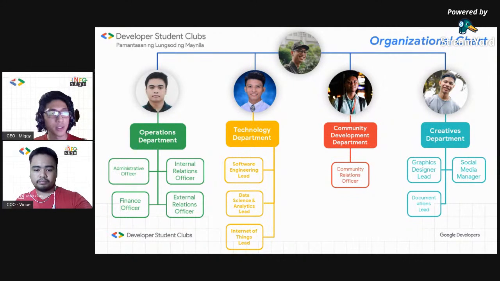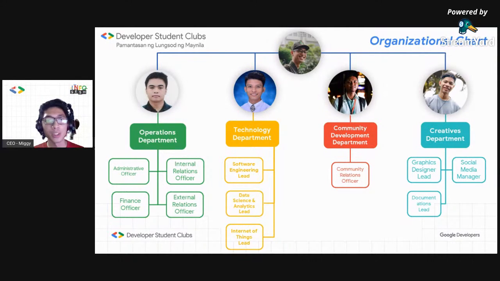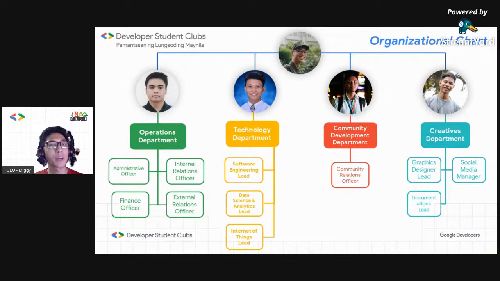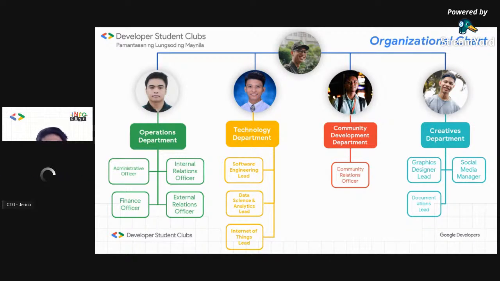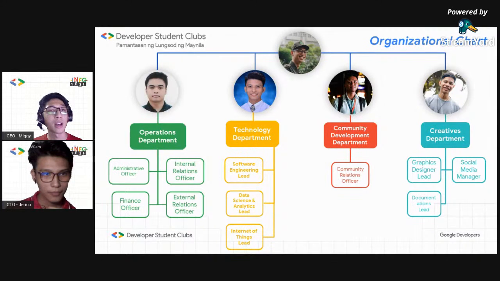Thank you so much, Vince, for the discussion. So we would just like to summarize it again. For the operations department, it would just be about the operation. It would handle how the org would work internally. So under Vince, supervisions would be the administrative officer, finance officer, and internal and external relations officer. So now I think let's go on to our next department, which is the technology department, to be discussed by our CTO, Jericho. Take it away, Jericho.